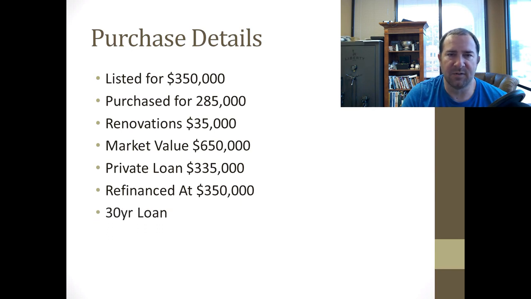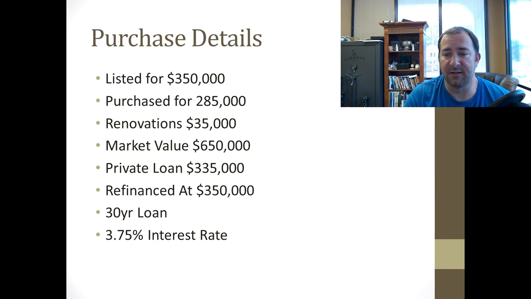We put, like most people on their primary residence, a 30-year loan on it. At the time, interest rates on primary residences were 3.75%. So this house was an absolute home run. As you can see, our loan of $350,000, with the house appraising for $650,000. So we had a tremendous amount of built-in equity in this house.